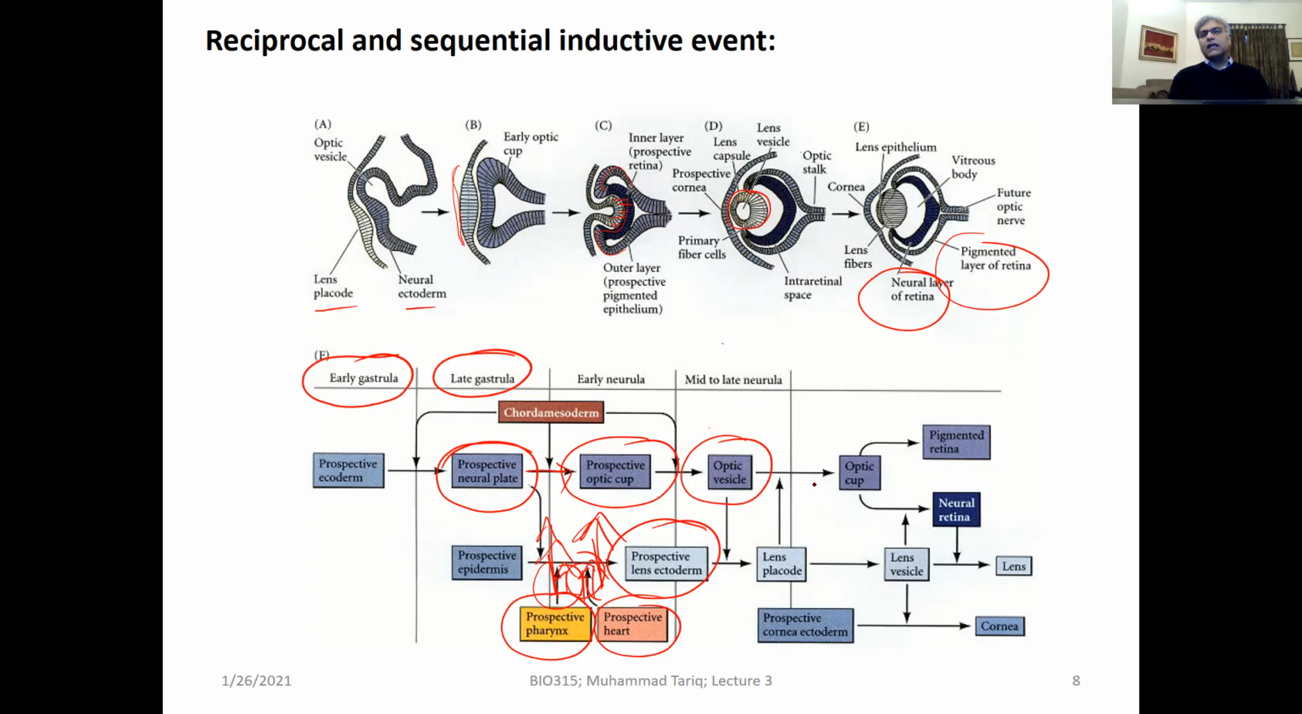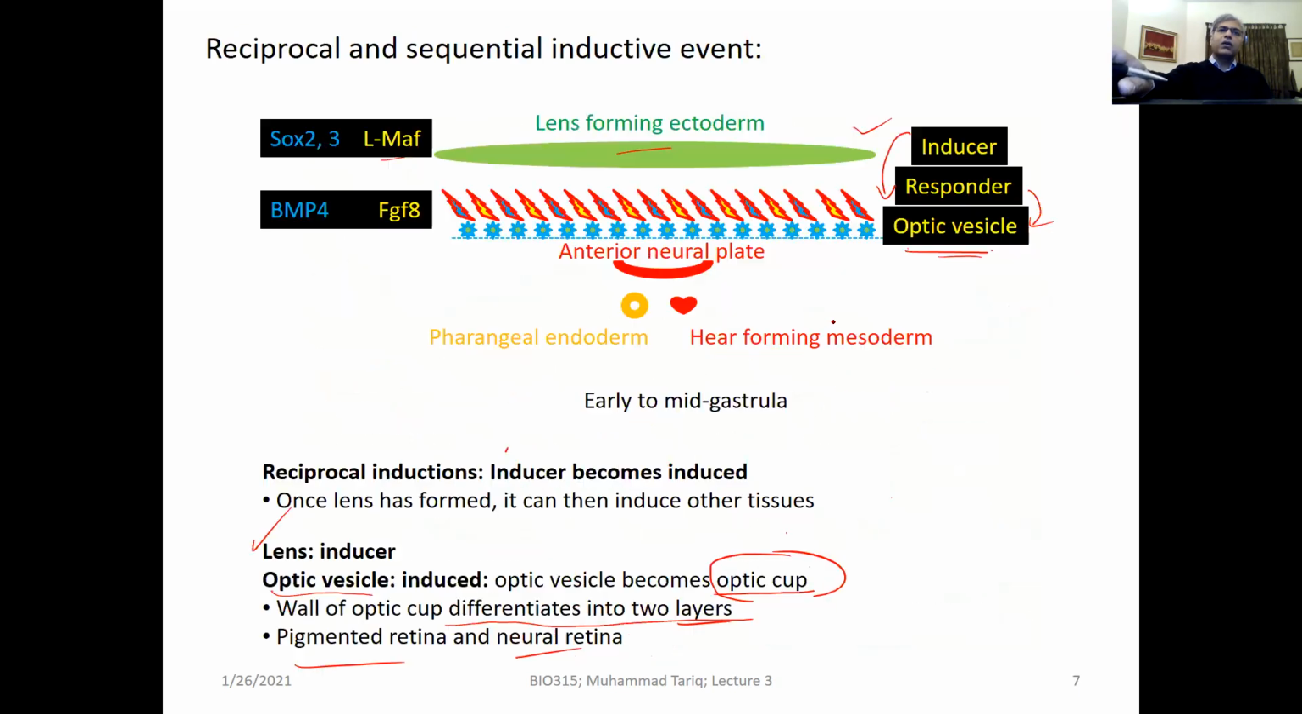And then all the subsequent changes, we have seen that PAX6 and SOX2, L-MAF, etc., are the ones which respond and result in lens formation. So here you have PAX6, SOX2, L-MAF, etc. And on this side, you have signals coming from BMP4, bone morphogenetic protein 4, which are basically these signals. Okay, sorry, not here, here.